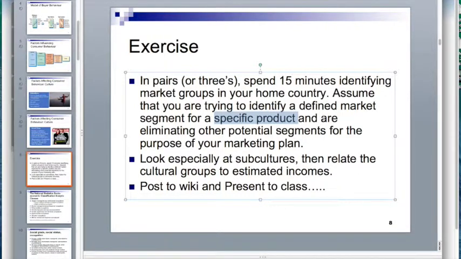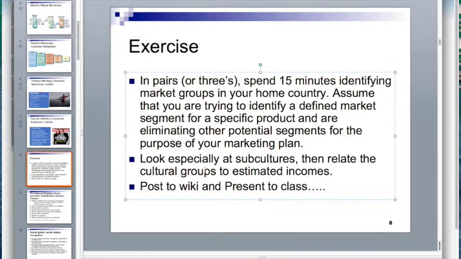So the next part, you look for this specific product and eliminate other potential segments for the purpose of your marketing plan. So eliminating, removing, taking out. So you are targeting a specific segment and you don't want to cross over into other potential segments. So you're being very specific in identifying a defined segment. Defined is a key word there.